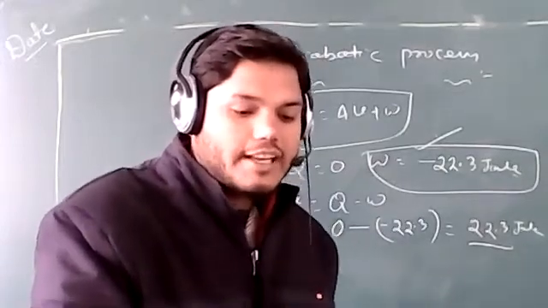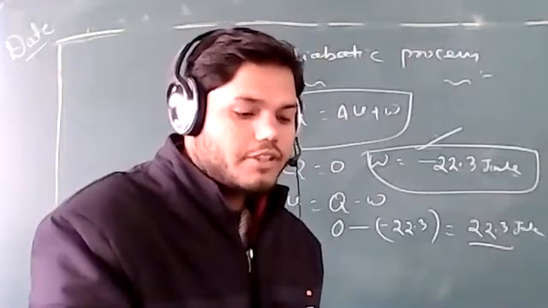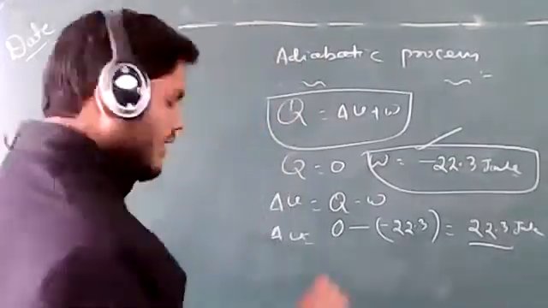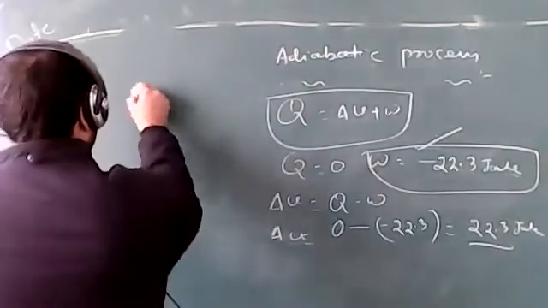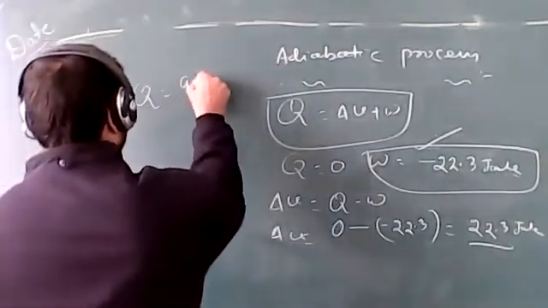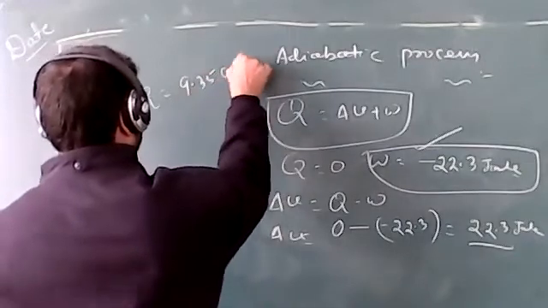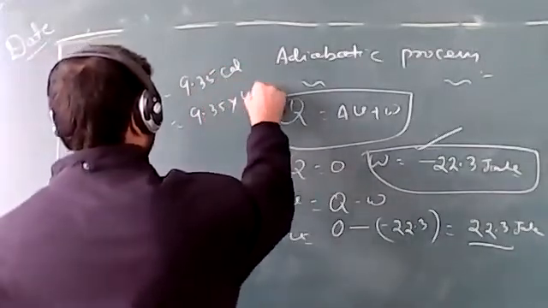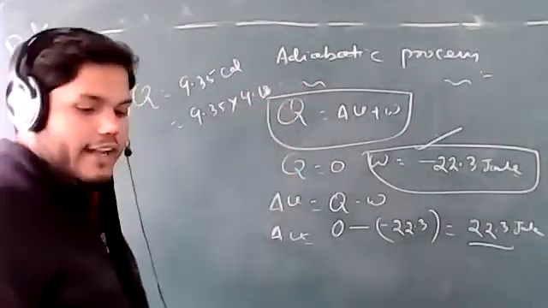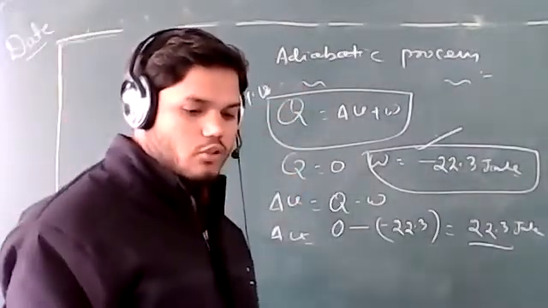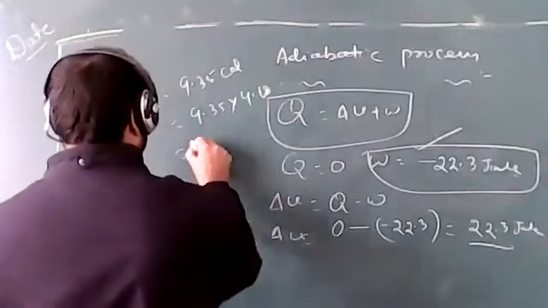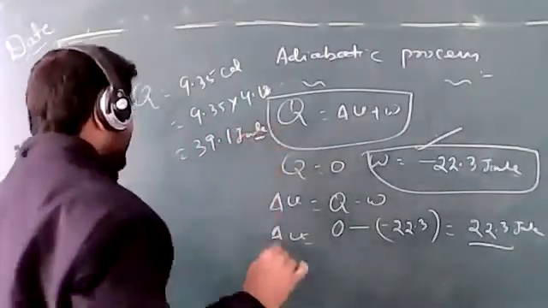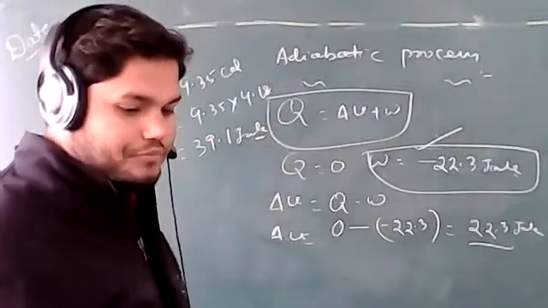Then in the same question, one condition is given. Now the gas is to be taken from A to B through a process in which 9.35 calorie of heat is absorbed. That means Q is given, 9.35 calorie. Calorie, so we have to convert it into joule. Multiply 9.35 into 4.18, it will be nearly equal to 39.1 joule.